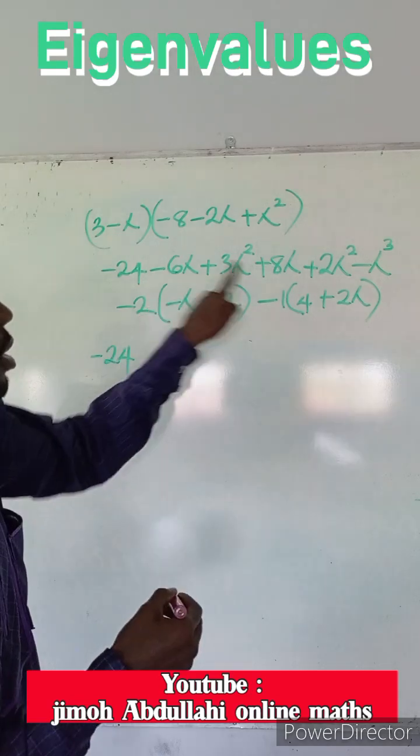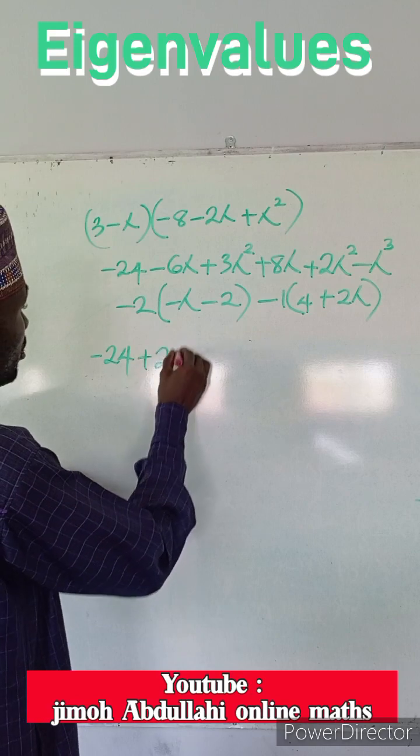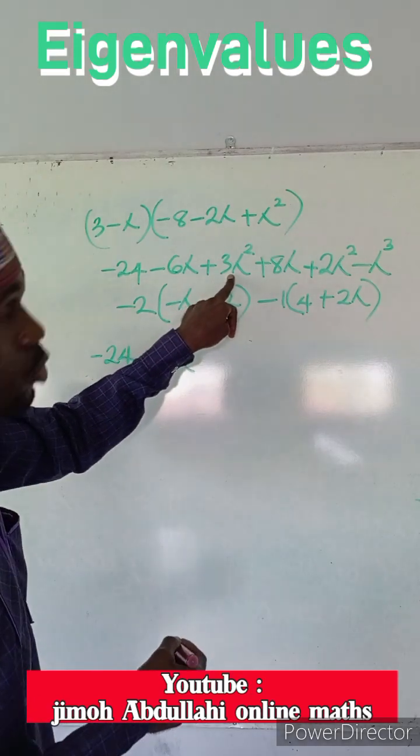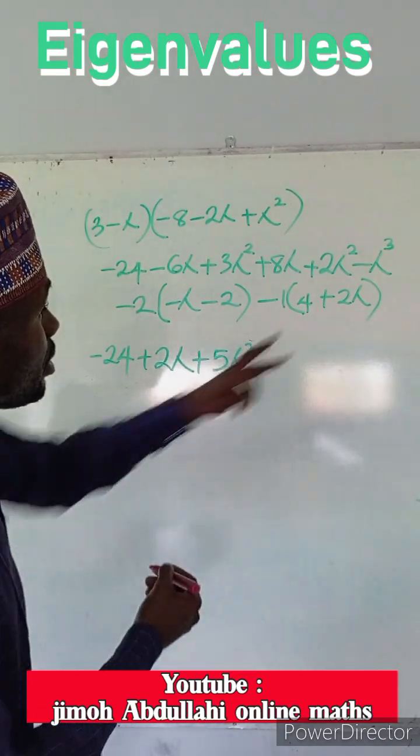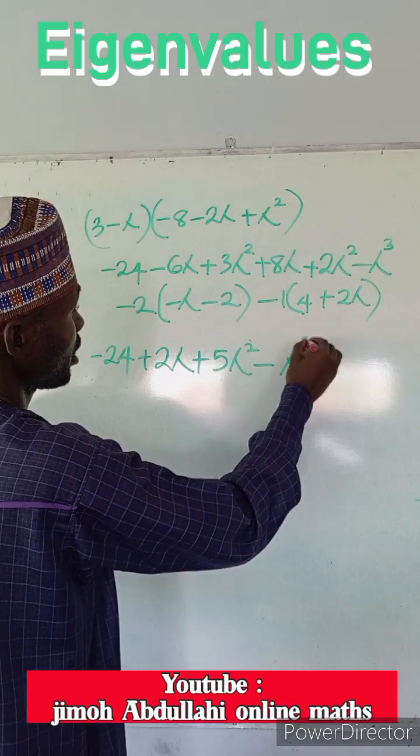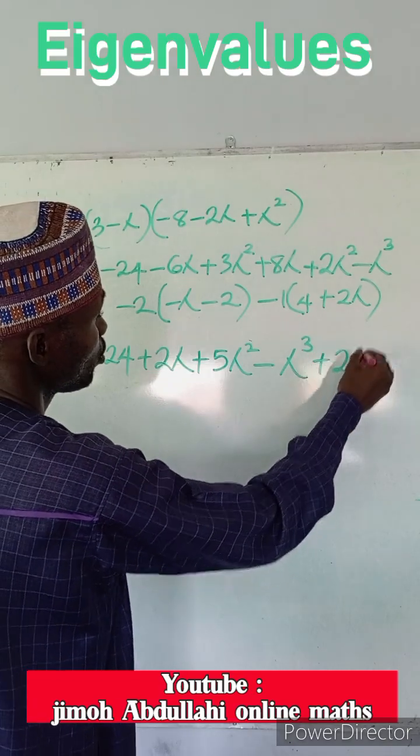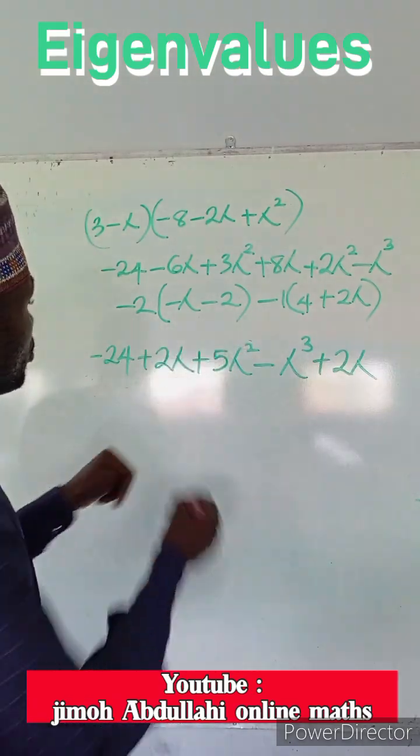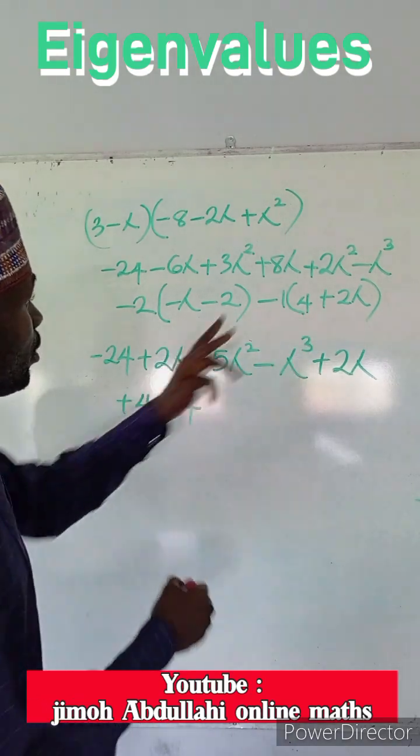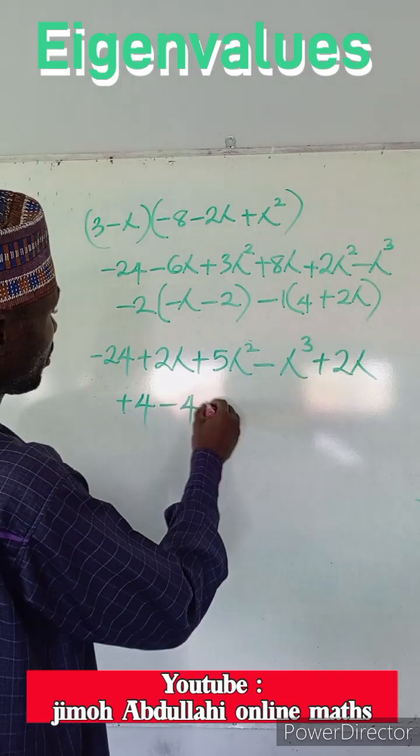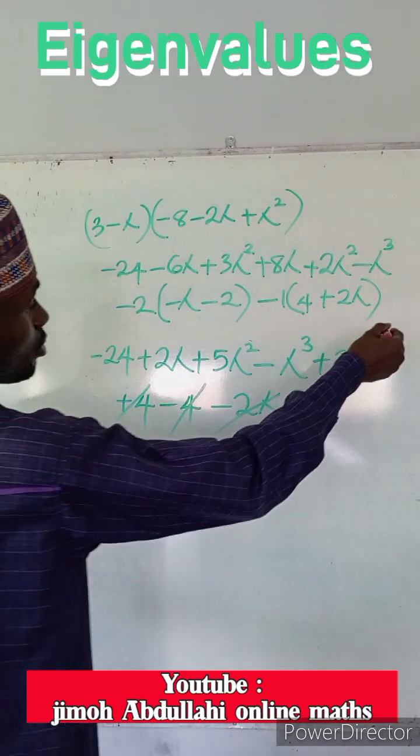Minus 6 lambda plus 8 lambda will give us what? That's 2 lambda. 3 lambda squared plus 2 lambda squared will give us 5 lambda squared, isn't it? Then minus this one, minus lambda cubed. Minus 2 times minus lambda will give us plus 2 lambda. Minus 2 times minus 2 will give us plus 4. Minus 1 times 4 will give us minus 4. Minus 1 times plus 2 lambda will give us minus 2 lambda, isn't it? This cancels this, this cancels this.